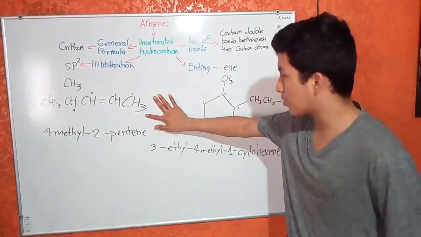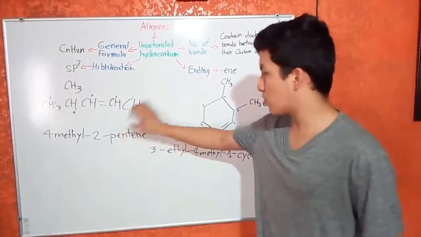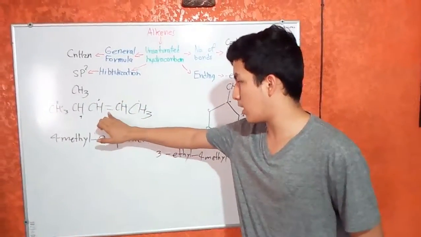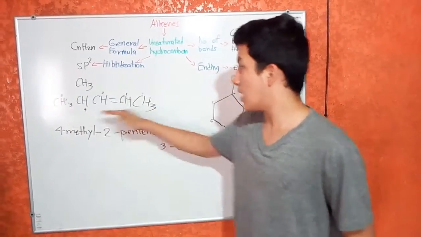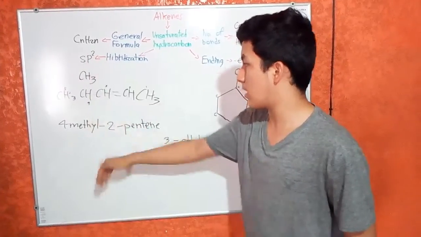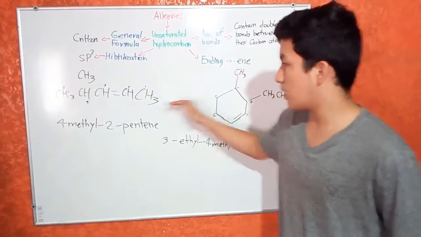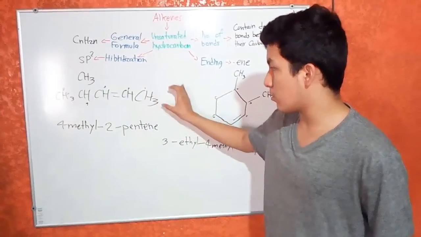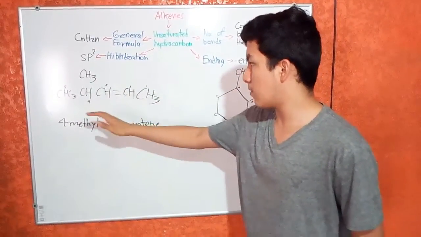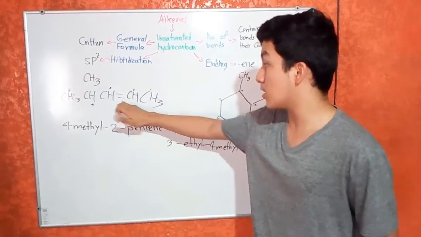When we have a structural formula, we must identify the main chain where the double bond is located. It must be linear. It cannot be linear and then turn left, turn right, or go up, go down. It must be linear. Then we must start counting from the side where the double bond is nearer.